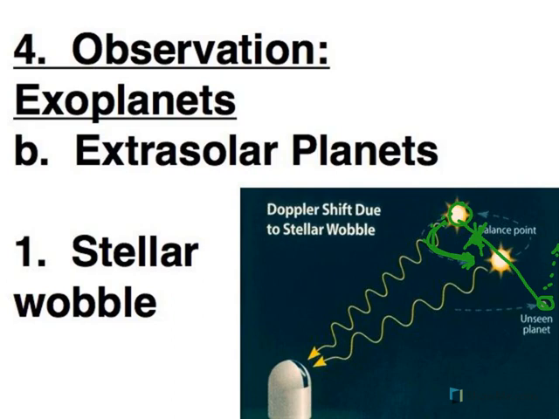We can measure that motion. We can use the Doppler shift to measure it. We can get a blue shift as the star comes towards us and a red shift as the star moves away from us. And that's what the wobble is that we're going to measure.